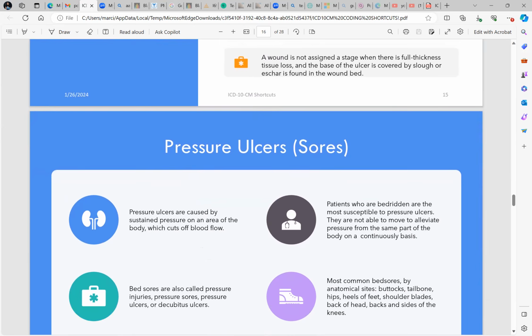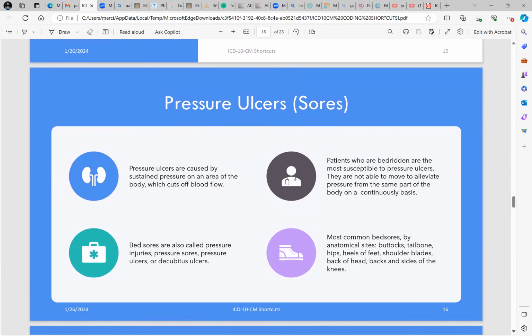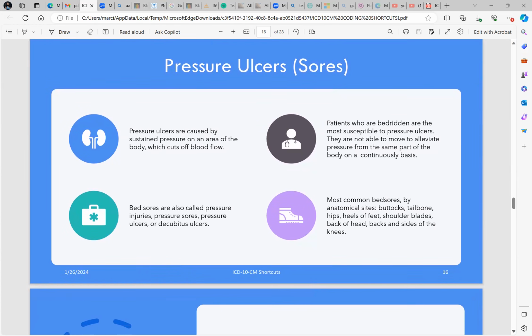Pressure ulcers, which are also called pressure sores, or you can call them bed sores. Pressure ulcers are caused by sustained pressure on an area of the body which cuts off blood flow. Bed sores are also called pressure injuries, pressure sores, pressure ulcers, or decubitus ulcers. Patients who are bedridden are the most susceptible to pressure ulcers. They are not able to move to alleviate pressure from the same parts of the body on a continuous basis.